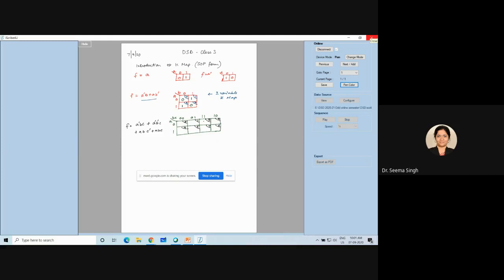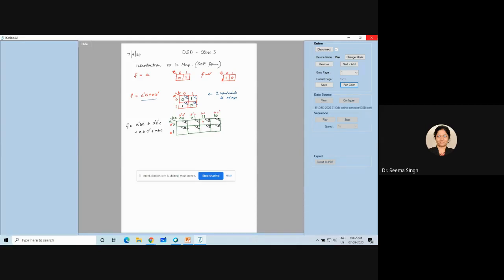A bar BC is here, right? Then A bar B bar C. That means 0, 0, 1. You can also write here 0 is nothing but A bar, A is nothing but A. Same way, this one is B bar C bar, B bar C, BC, BC bar.